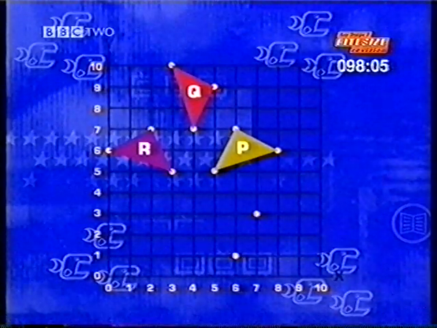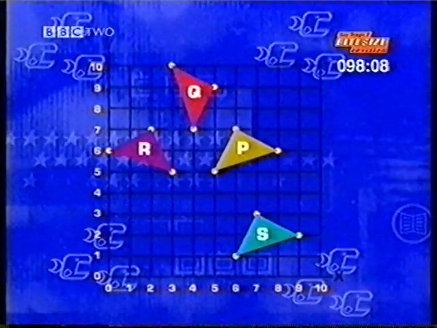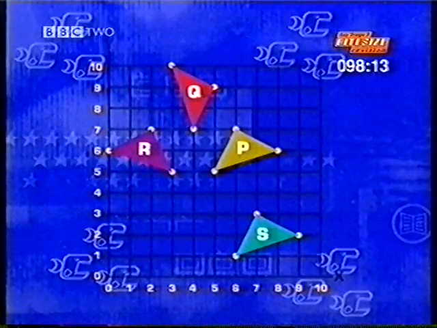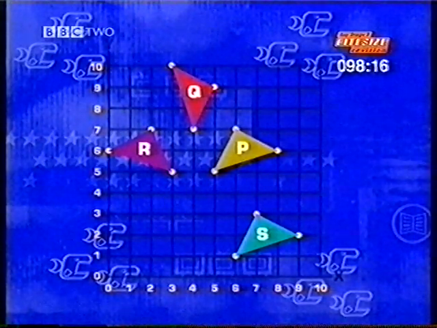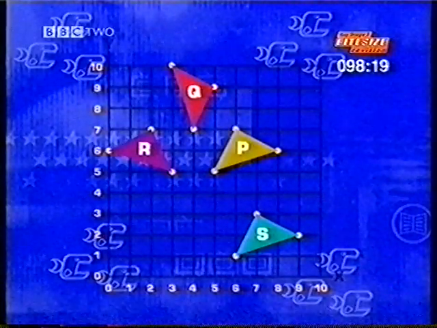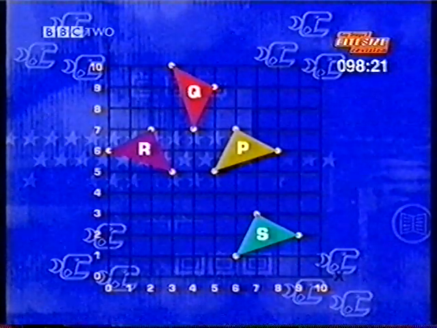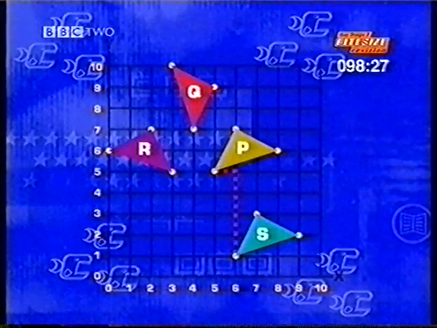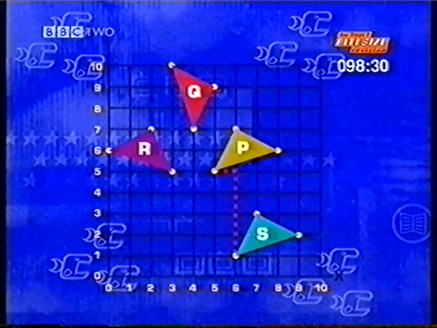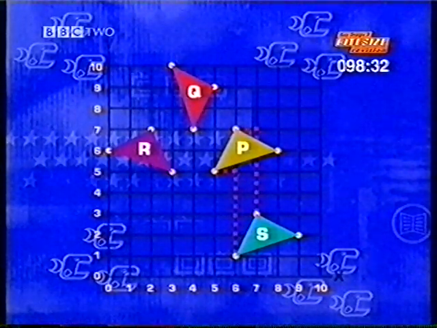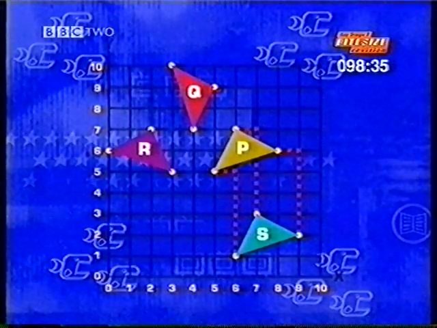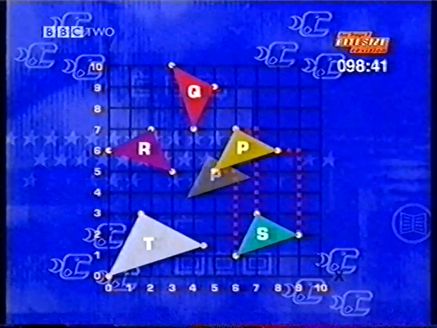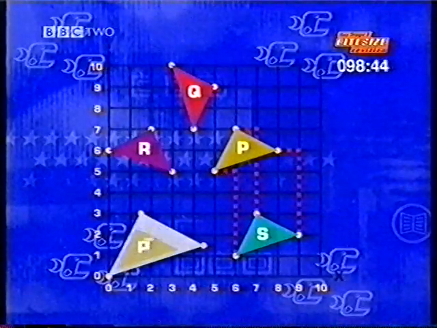What about triangle S then? Triangle S is the same shape and size and orientation as triangle P, so it is a translation. In fact, triangle P has been translated 1 square across right and 4 squares down to make triangle S. If we take each corner on triangle P, we can see that this corner has moved 1 across and 4 down. And so has this corner, 1 across and 4 down. And finally, this corner, 1 across and 4 down. Finally, triangle T. It's an enlargement of triangle P, so it can't be a translation.